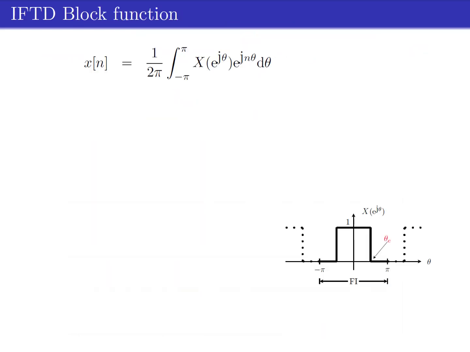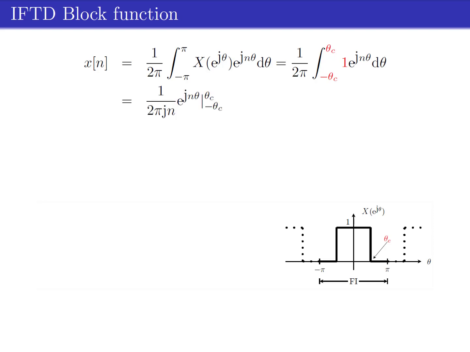An ideal block function with a cutoff frequency theta c is depicted in the figure. In the pass area, the value of the frequency function is equal to 1, and in the attenuation area, the value is 0. With these values, the integral of the inverse FTD equation reduces to an integral of complex exponents with boundaries plus and minus theta c.